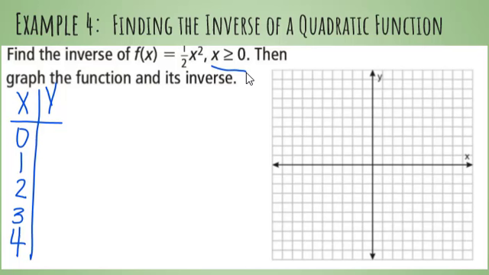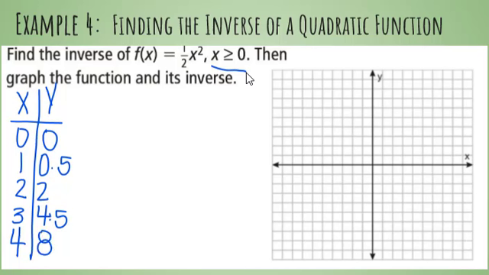So 0 squared is 0. 0 times 1/2 is 0. 1 squared is 1. 1 times 1/2 is 1/2. 2 squared is 4. 1/2 times 4 is 2. 3 squared is 9. 9 times 1/2 is 4.5. And 4 squared is 16. Half of 16 is going to be 8.